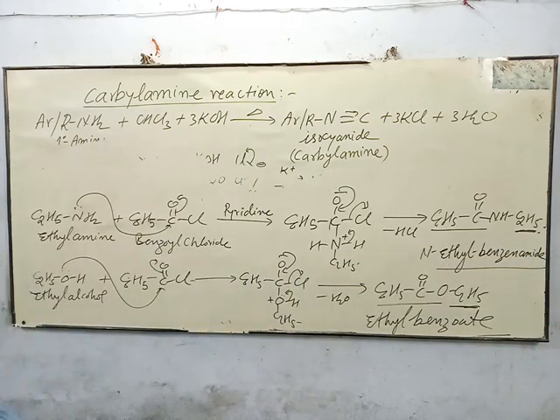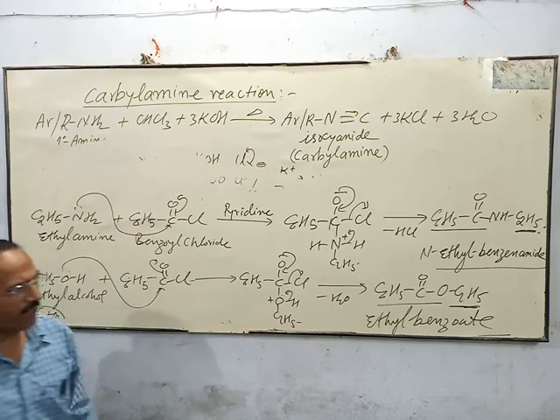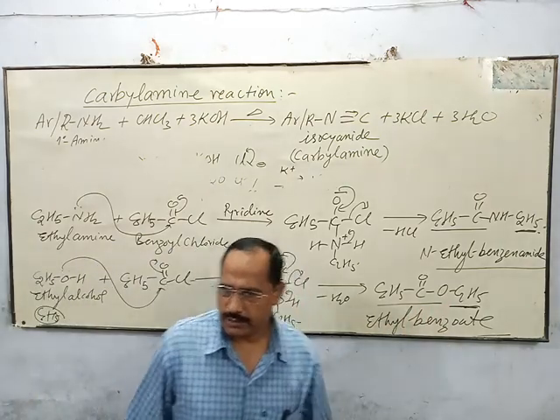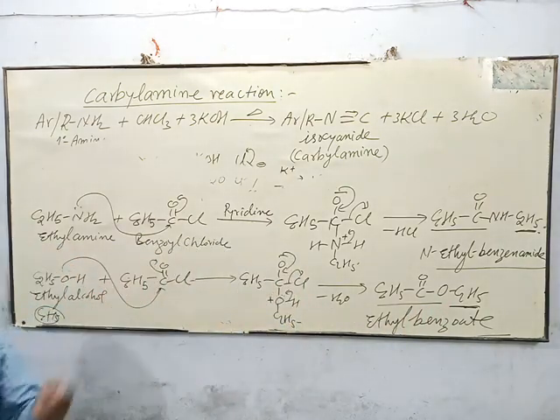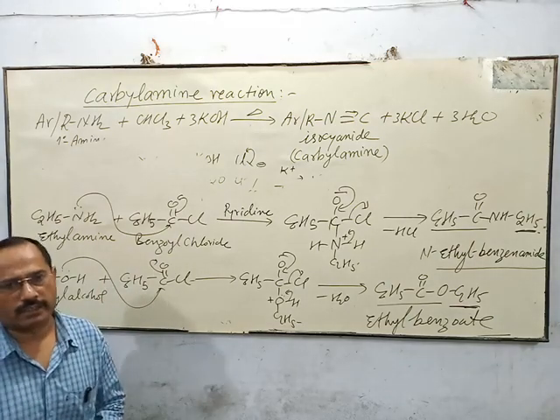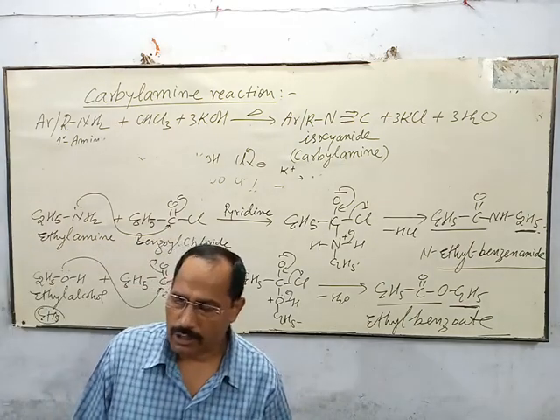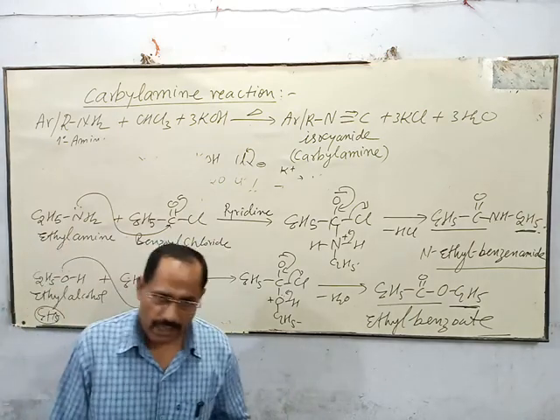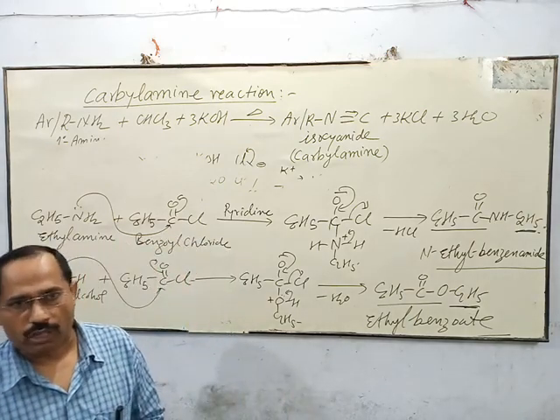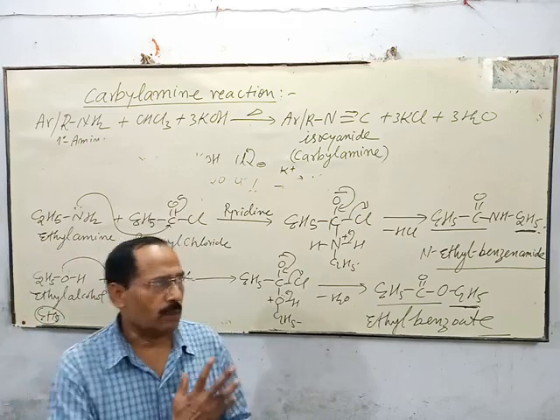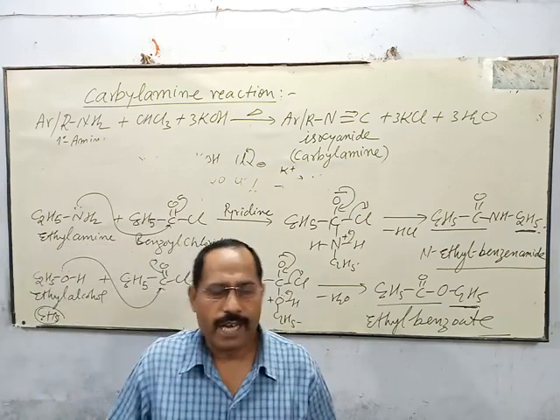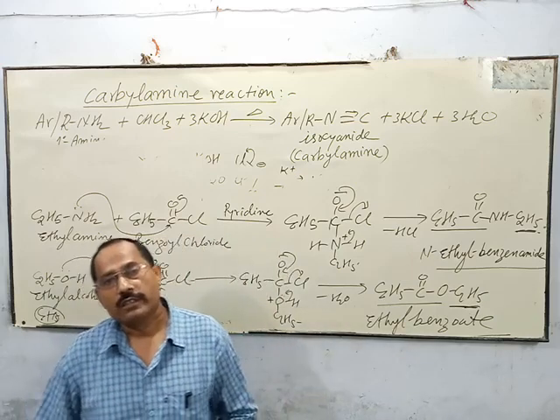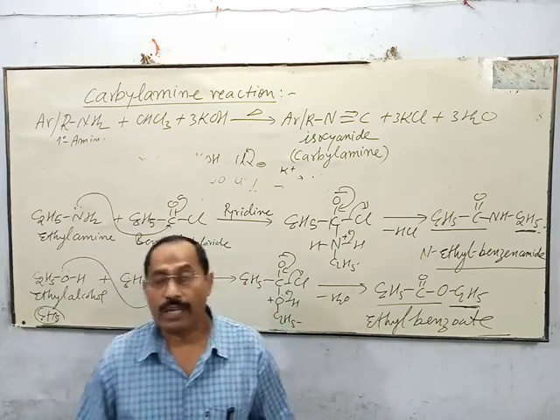If we take phenol, C6H5OH, instead of C2H5OH, then phenyl benzoate is obtained. These reactions are collectively known as the Schotten-Baumann reaction, or benzoylation of alcohols, phenols and amines. This is all about the important reactions of amines. In the next video, you will study the electrophilic substitution reactions of amines. That's all.